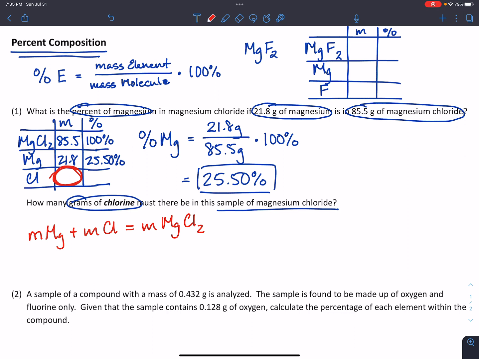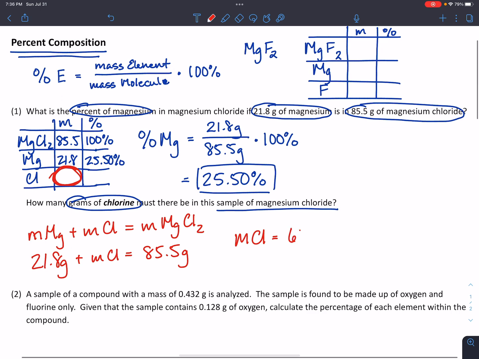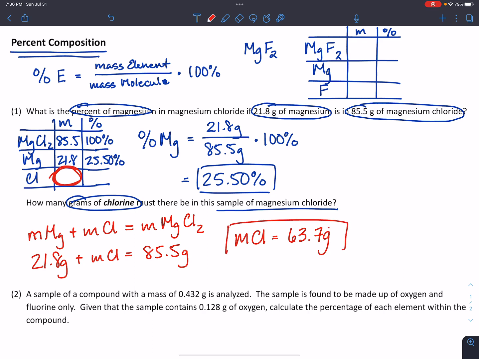All right, well, if I look at my table, I actually already have two of these numbers. I know the mass of the magnesium is 21.8 grams. I don't know the mass of the chlorine. There's my unknown. And I know the mass of the compound is 85.5 grams. So I can just plug in these values and solve for the mass of the chlorine. It's going to be equal to 85.5 minus the mass of the magnesium at 21.8. And I find that the mass of the chlorine in this sample is 63.7 grams.